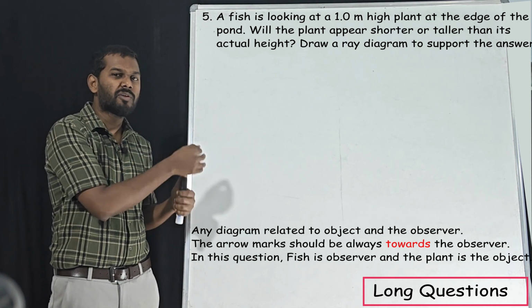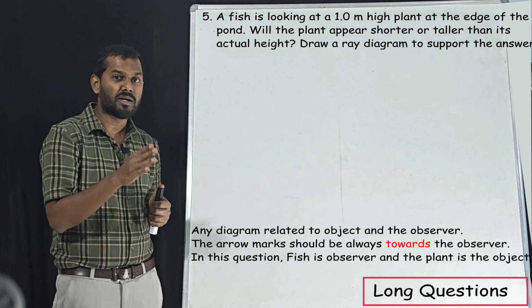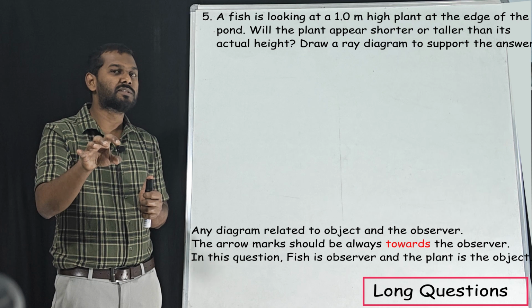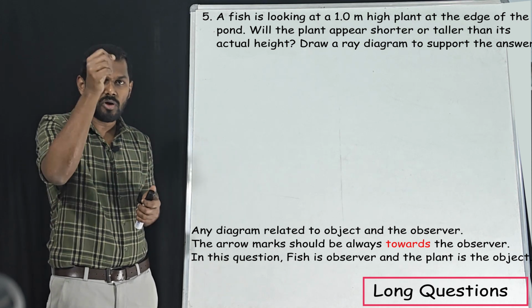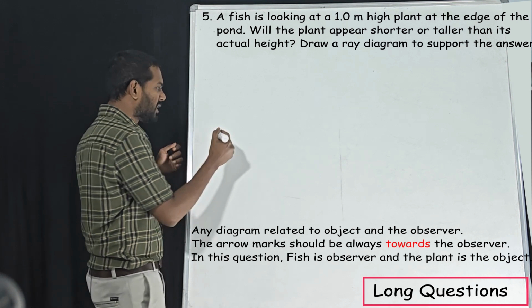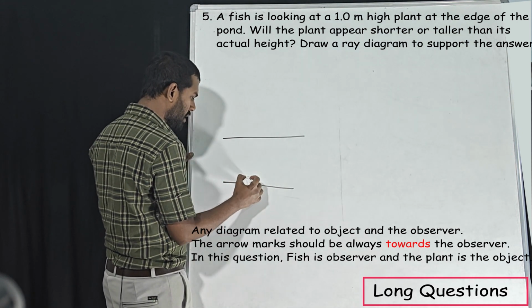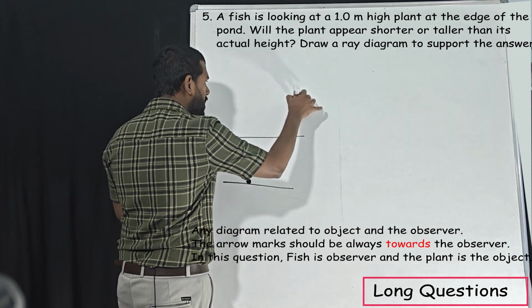So how to draw in these kind of situations? Very simple. In previous questions, where was the object? The object was inside a pond and the rays were coming out of the pond. Where the object is, from that point the rays go. The arrow marks are very much important. I'll show you, listen, okay. Assume this is the fish. I'll show you how to draw the ray diagram.